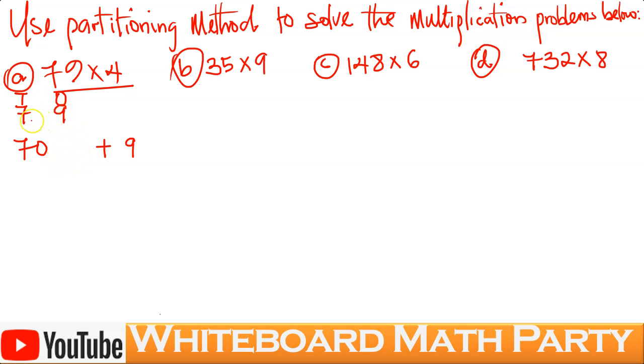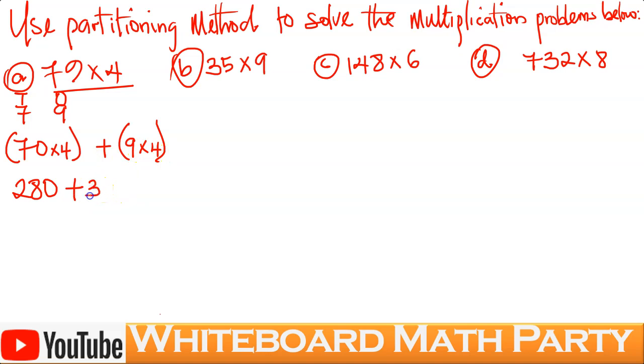Now, to multiply these numbers by 4 simply means that I'm going to be multiplying 70 by 4 in a bracket, and also I'm going to be multiplying 9 by 4. Did you see why I gave so much space earlier? Now, to multiply 70 by 4, just say multiply 7 by 4. 7 multiplied by 4 is 28. Now you bring down the 0. That gives you 280.